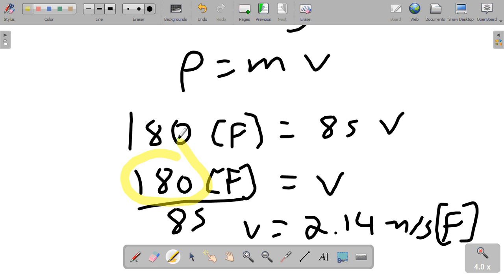And we can always use conservation of momentum when we're solving problems involving collisions, because momentum is always conserved.